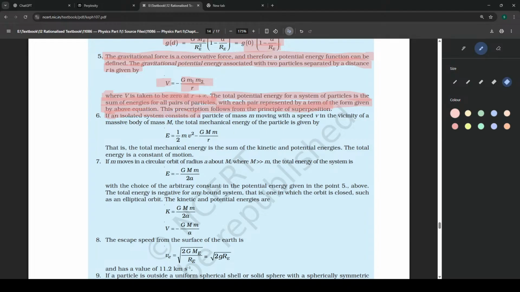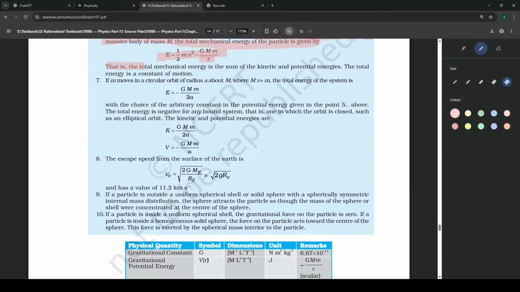If an isolated system consists of a particle of mass m moving with a speed v in the vicinity of a massive body M, the total mechanical energy of the body is given by E equals half m v square minus G M m by r. That is, the total mechanical energy is the sum of kinetic and potential energies. The total energy is a constant of motion. If m moves in a circular orbit of radius a about M, where M is much greater than small m, the total energy of the system is E equals minus G M m by 2a.